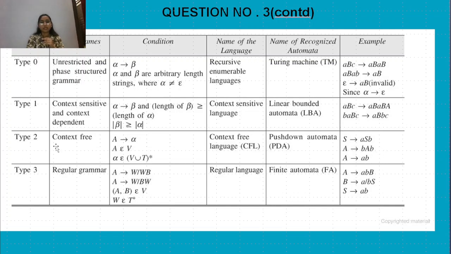Type 3: another name of type 3 grammar is regular grammar. Its condition is A goes to either W or WB, A goes to either W or BW. A, B belongs to V and W belongs to T star. Its another name is also regular language and it can be recognized by finite automata. Its example is A can be written as AB, B can be written as either A or B, S can be written as AB. Thank you.